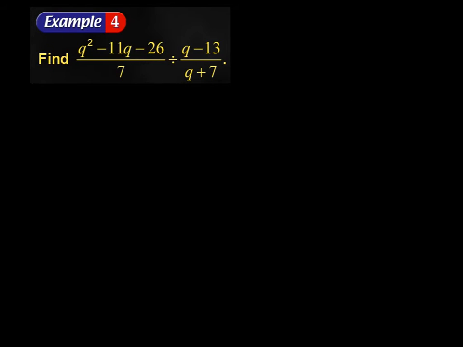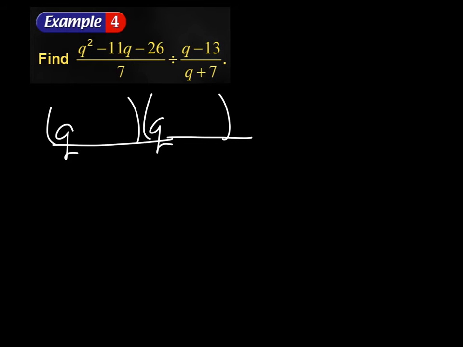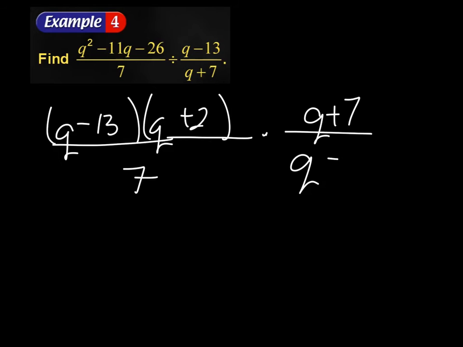Once again, as I copy it down, I'm going to factor it. So I need factors of negative 26 that give me a sum of negative 11. So negative 13 and positive 2 will do the trick. And then times the reciprocal of the second number. And wouldn't you know, they both have a q minus 13, so that'll cancel out.